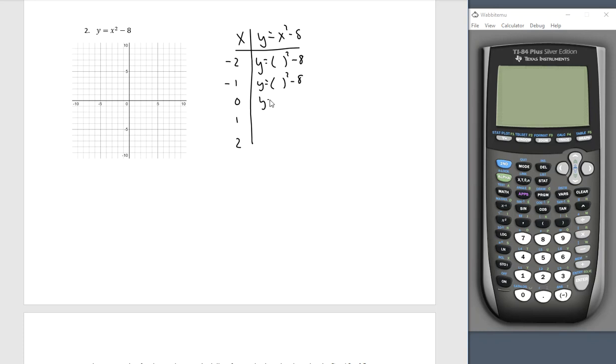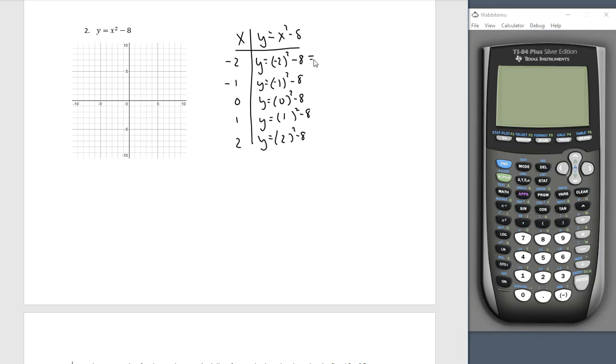I like to set up this form because once I get to evaluating, it's easy to get mixed up and forget what it is that I'm supposed to be doing at each step. If I write down this form, I'm less likely to make a mistake. So now I can see everywhere I have an empty set of parentheses, it used to be an x. Here's the x that goes inside.